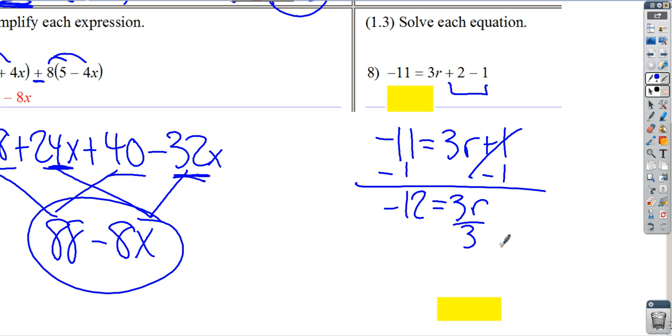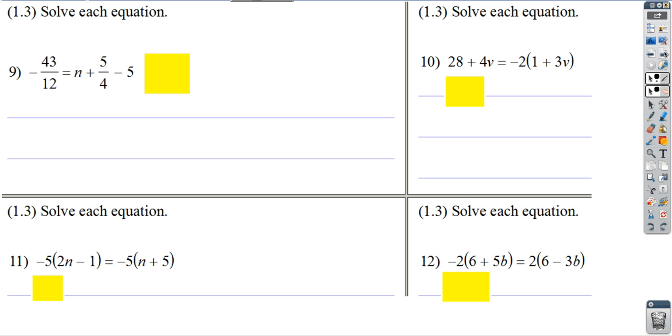And then we see what's being done to r. It's being multiplied by 3. We do the opposite, which is dividing by 3. So we're going to get those cancel, and we'll get r equals negative 12 over 3, which is equal to negative 4. Okay, same idea with these. The only difference is now we have some fractions to deal with. So let's start by combining these right here.